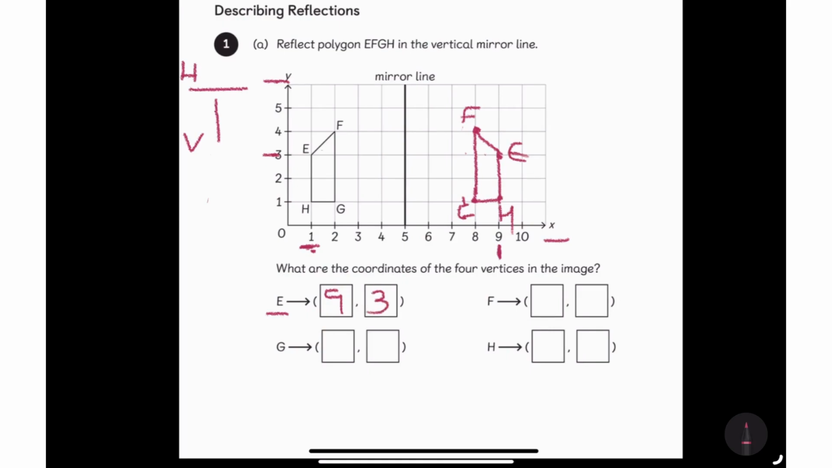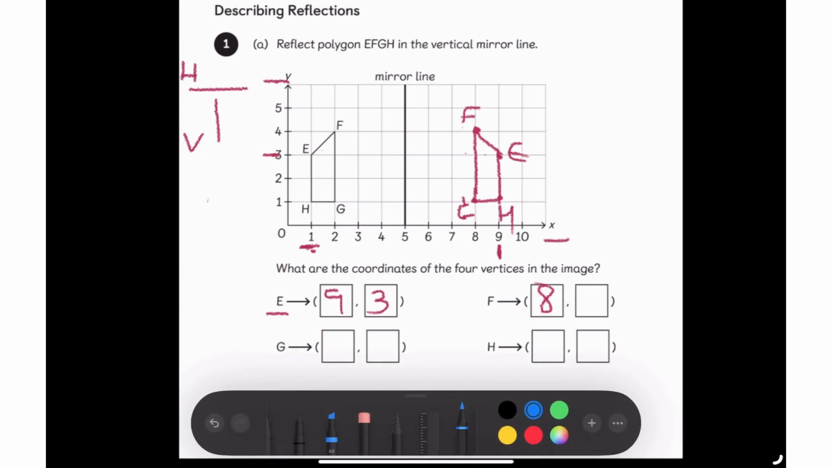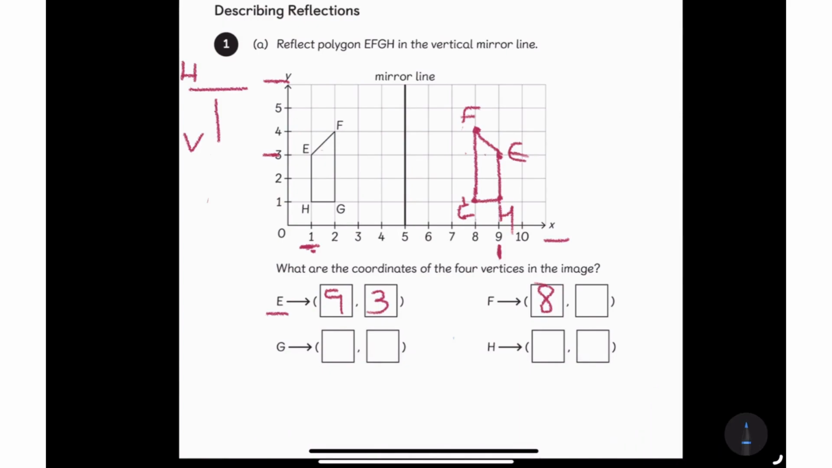Next, they are asking for F. For F, if you see, the x-axis is 8, right? Let me change the color and draw a dotted line so you will have an idea. So this is how the dots are going, right, at 8. And for the y-axis, if you see, it's at 4, right? Let's go to G. On G, if you see, the x-axis again is 8, okay? And my y-axis, the dotted line goes to 1, right?